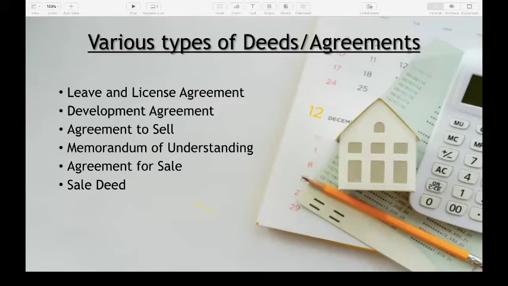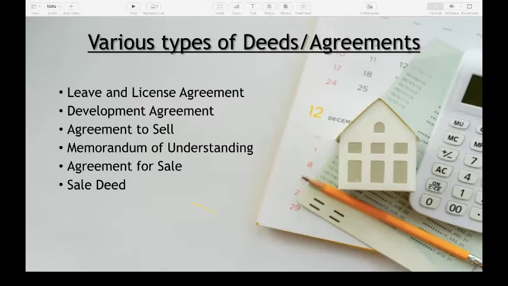Now coming to the next deed, the sale deed. It is a legal document that proves that the seller has transferred the absolute ownership of the property to the purchaser. Now when we say the ownership of the property is absolutely transferred, it means that the complete rights and interests in the property are acquired by a completely new owner.